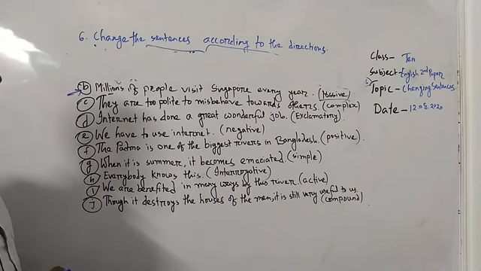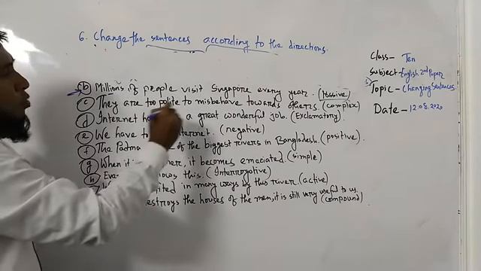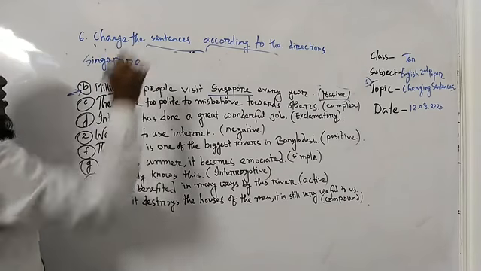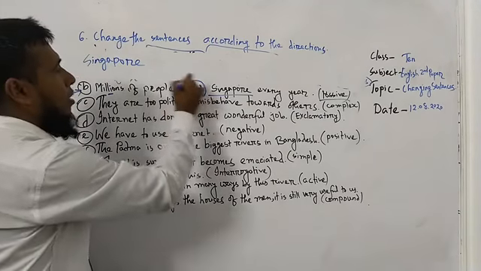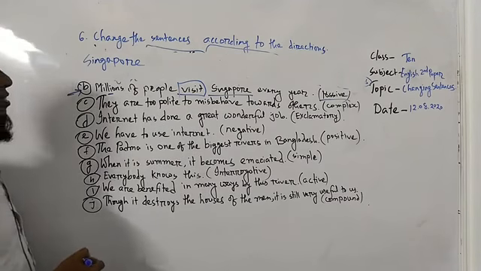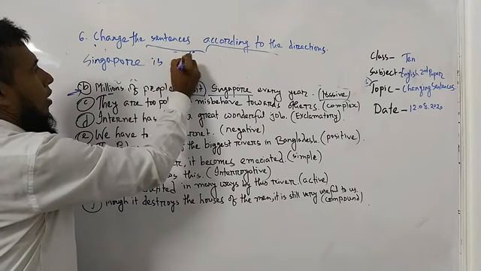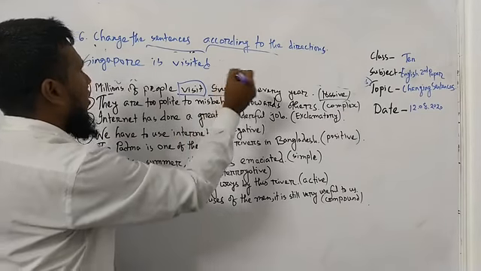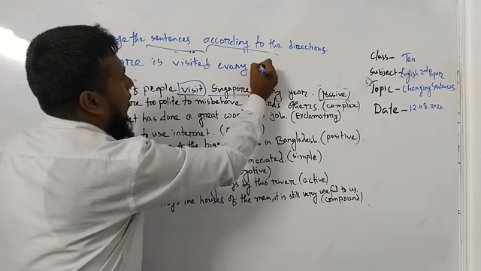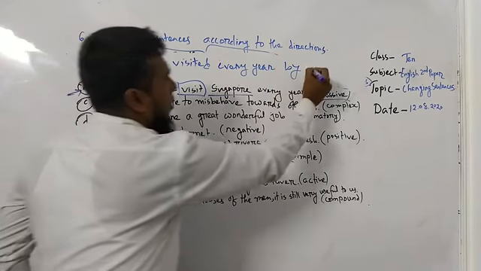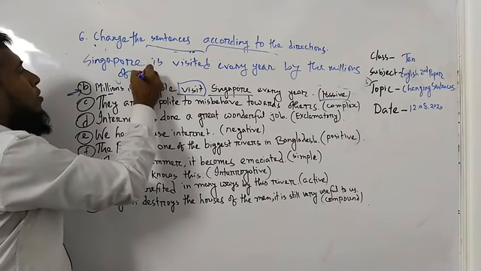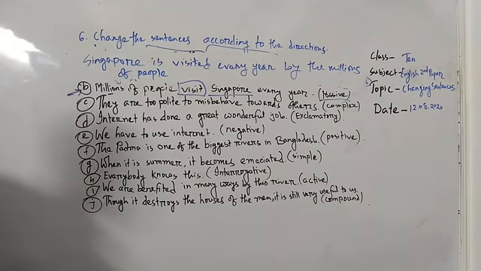I think you have remembrance that at first we have to find out object Singapore, and then which tense it is in, present indefinite tense. So we have to use here is, and then the third form of verb, past participle form. Singapore is visited, and then extension every year by the millions of people. Singapore is visited every year by the millions of people.